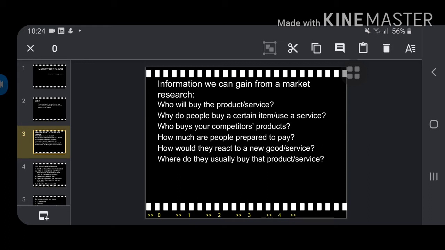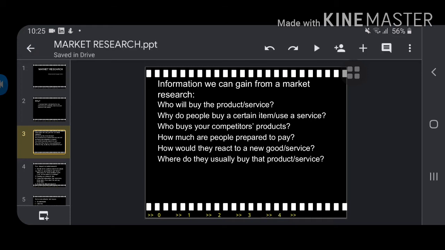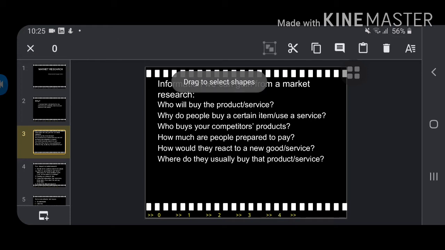And then the next one is how much people are prepared to pay. So this one will help you set or determine the right price range. Obviously, you don't want to set prices which are too high, so high that nobody will buy from you. But on the other hand, you won't set it too low, because if it is too low, then people will think that your product is of low quality. So you've got to set the right price range.